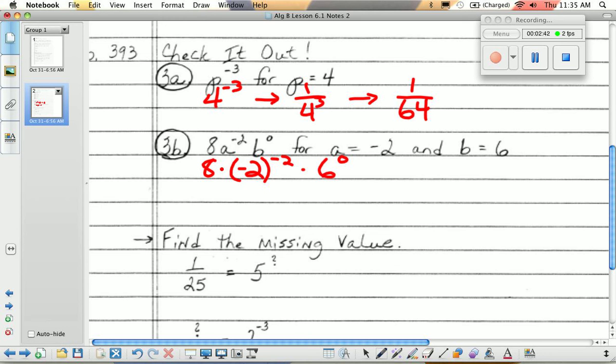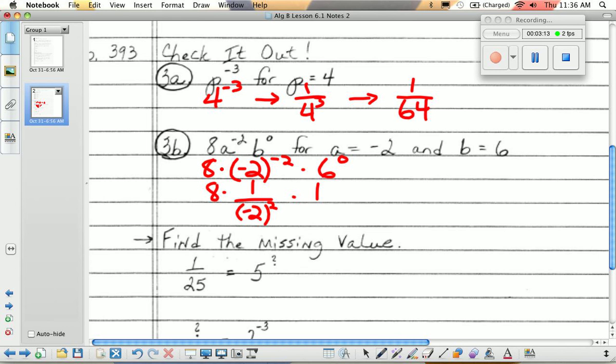Now we're going to simplify anything that can be simplified before we multiply here. So 8 is 8, right? Yep. Okay. And negative 2 to the negative 2 power can be rewritten how? 1 over negative 2, still in parentheses, to the positive 2 power. And the other one is 1 because anything except 0 to the 0 power is 1.